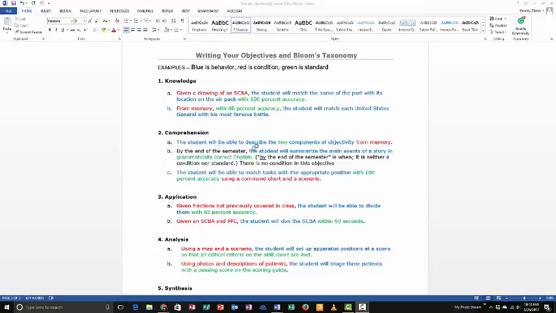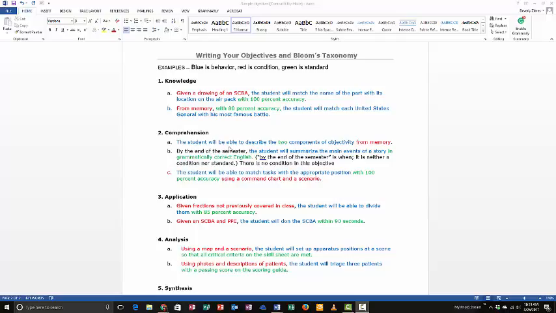We don't need to say we'll be able to describe. We can just say the student will describe 2 components of objectivity from memory. And that takes 3 words out of there. Those 3 words do not add anything to the meaning of the sentence. So my suggestion to you is write down your objectives and don't worry about those kinds of things.